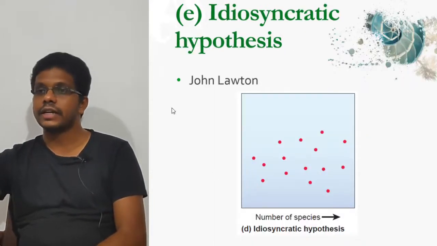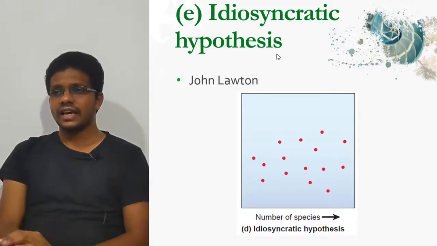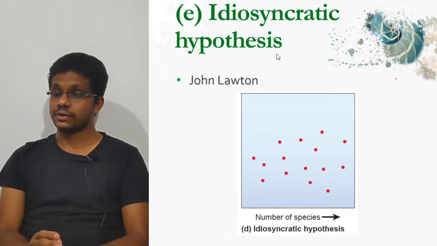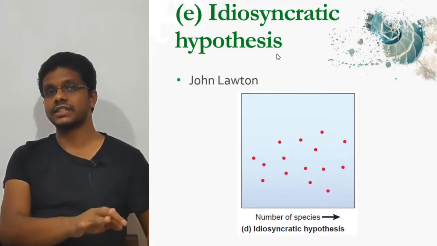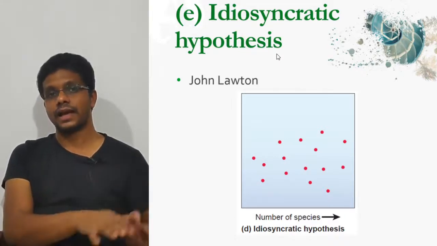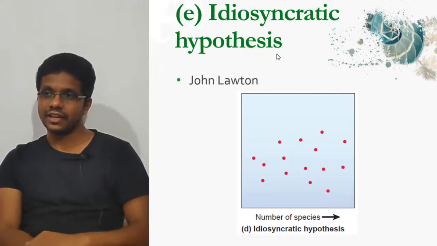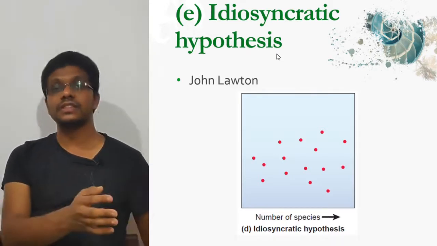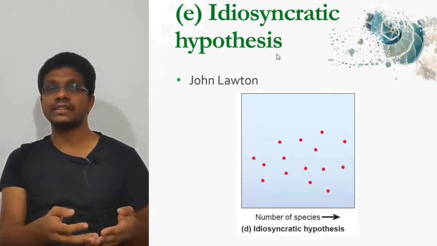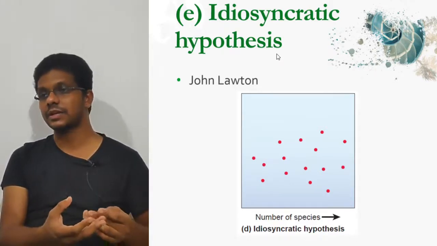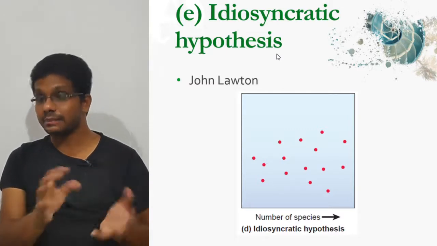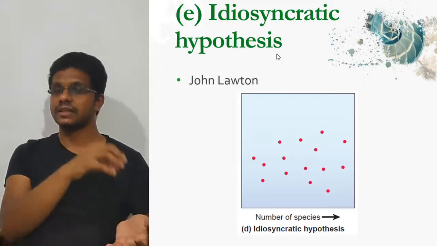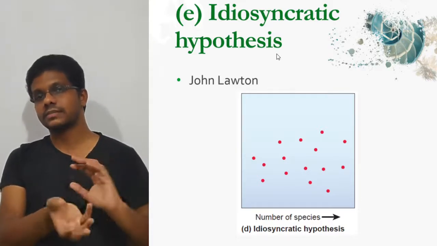And next we have the idiosyncratic hypothesis. It says that changing the number of species influences ecosystem processes, and definitely there is a relationship between the number of species in an ecosystem and ecosystem function. But the direction of change may be positive or negative. Loss of some species may positively affect the ecosystem, but change in some other species may negatively affect the ecosystem. So the direction of change is unpredictable. Sometimes it is beneficial for the functioning, sometimes it is harmful. So it is basically unpredictable.